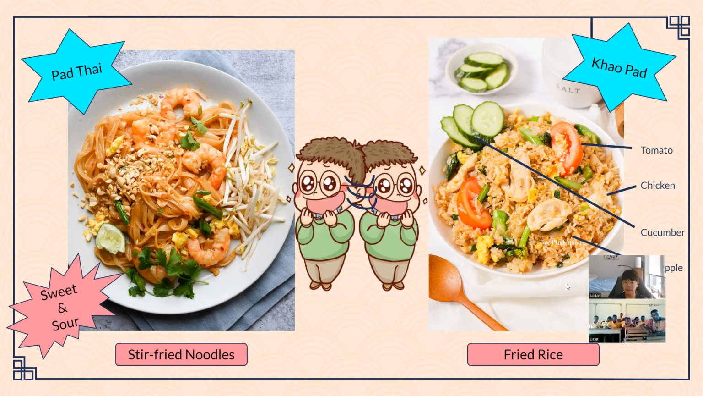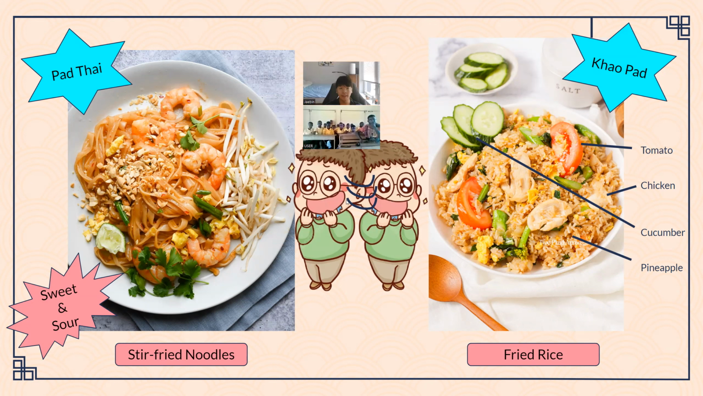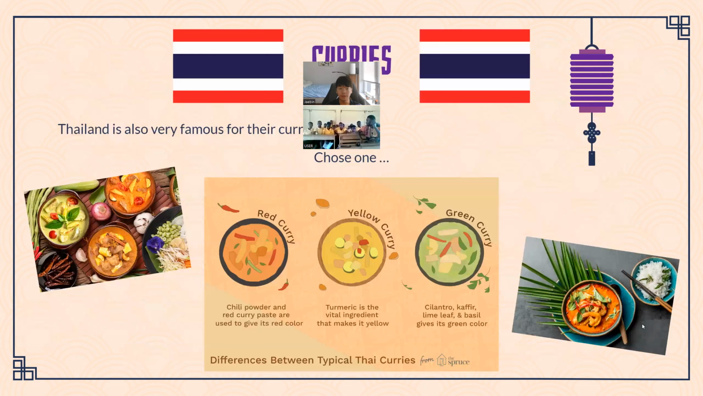And on the right, I have a fried rice. It's called khao pat, and it contains a lot of vegetables. So it contains tomatoes, cucumbers, and even pineapples. And as its main protein, it contains chicken or shrimp. So it is a fried rice that is commonly eaten in Thailand. Those were just the two main foods.